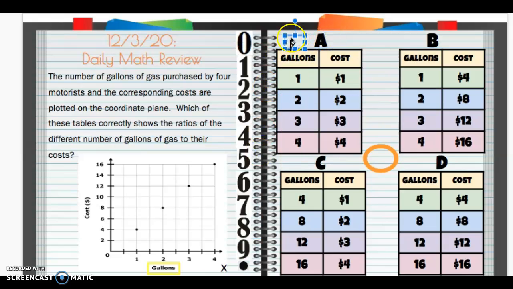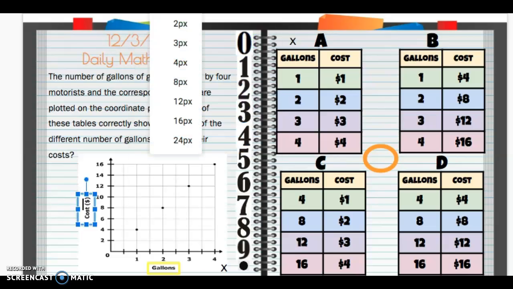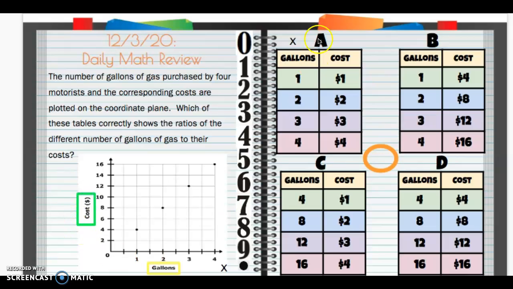So gallons is our x. And that must mean cost, since cost is going vertical, up and down, that means our cost is our y. Going up and down is our y. So that means in the chart, cost is our y. So now that we know gallons is our x, cost is our y, now let's plot them.